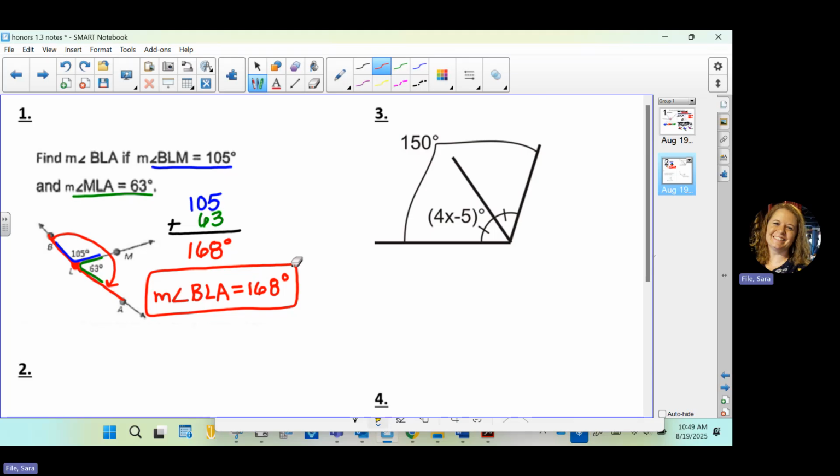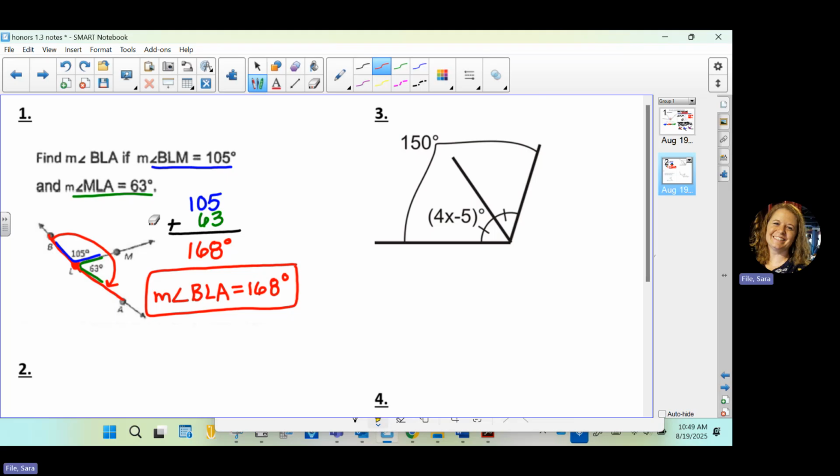Like I said, that's as simple as they're going to get. Now, you do have to be able to go backward. What if instead of asking for the total and giving us the two smaller pieces, they gave us one smaller piece and the total? Yeah, just go backwards, subtract. That's it.